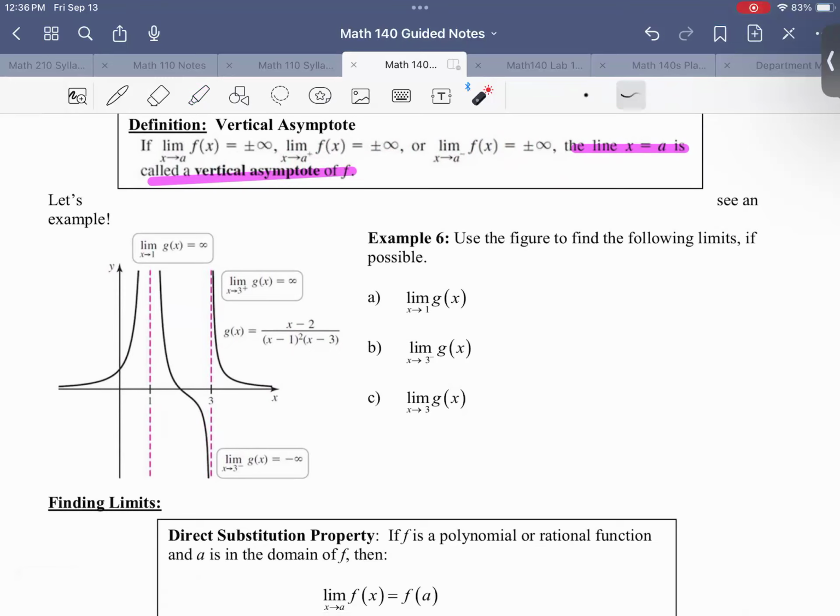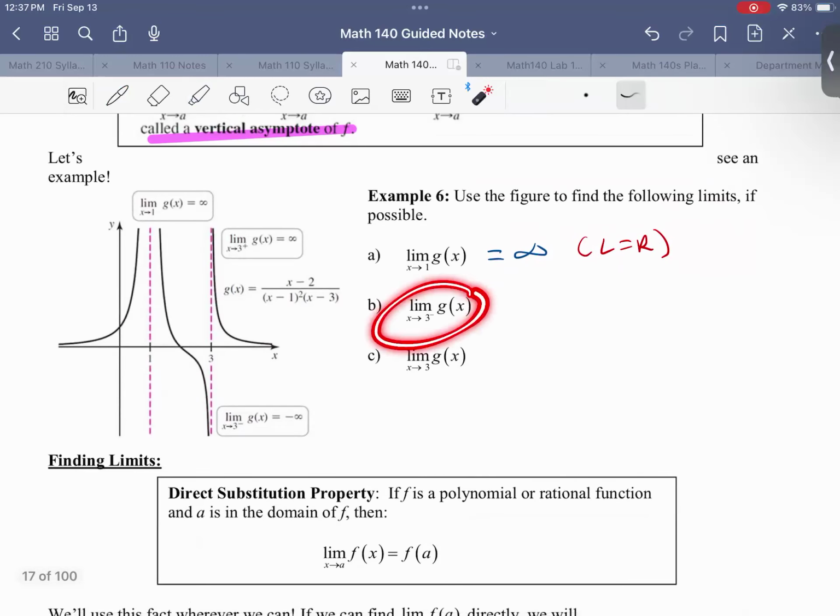So this first one is the limit as x approaches 1 of g of x. I know it's a little hard to see, but here is 1. So as x approaches 1, I'm checking out the left side and I'm checking out the right side. They both go off to positive infinity. So the answer to this would just be infinity. The left side equals the right side. So I'll make a note like that: left equals right.